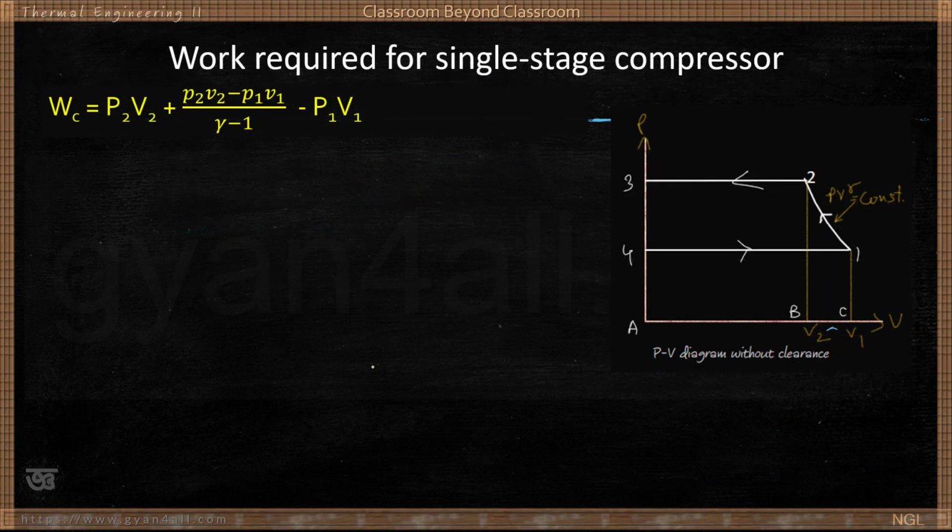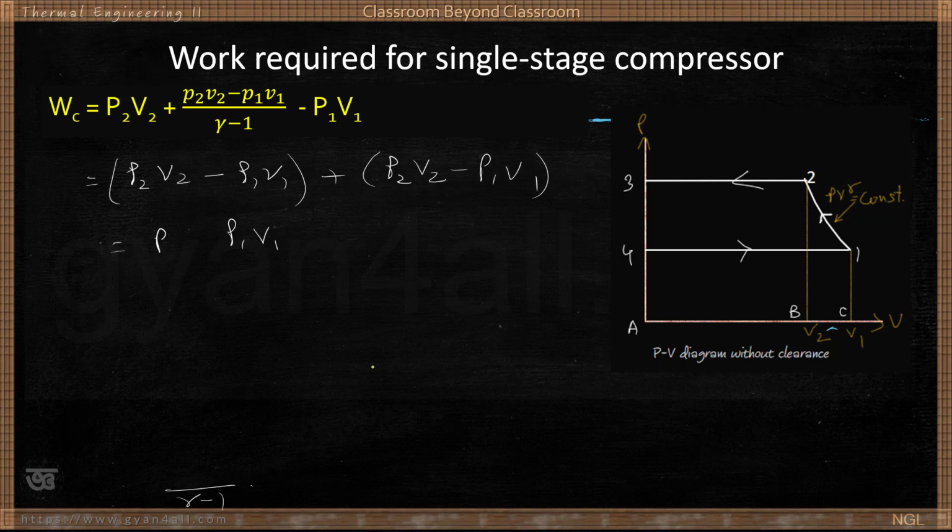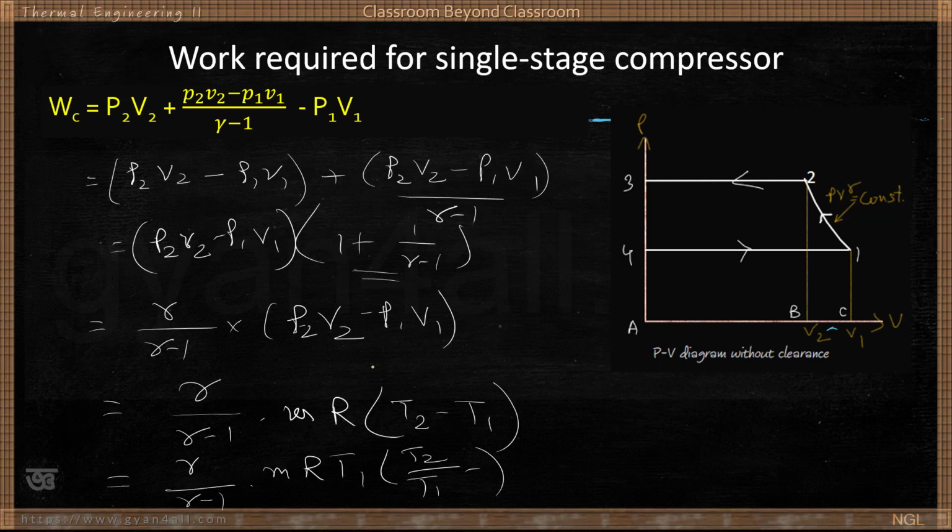Can you simplify? So this is the formula. We are going to do this. You see this calculation. So, P2 V2 minus P1 V1, you bring it within the bracket, and the rest is this one. Now you can take common P2 V2 minus P1 V1, and from this it is 1, and from this it is 1 minus common minus 1. So we get gamma by gamma minus 1 into P2 V2 minus P1 V1.